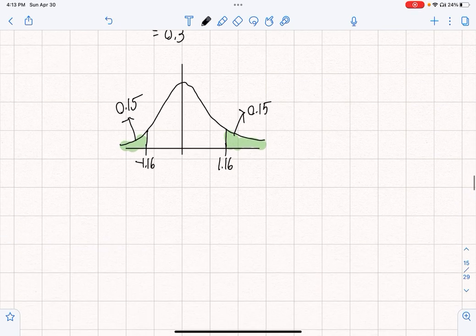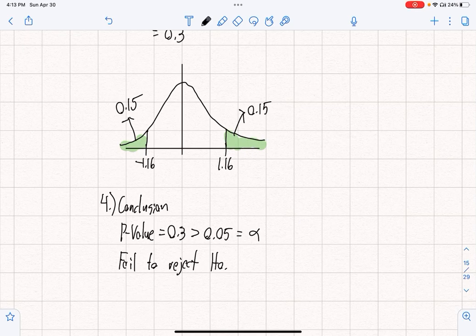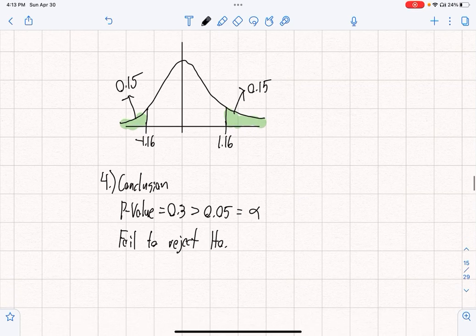Okay, let's form our conclusion. So our p-value was equal to 0.3, which is now bigger than our alpha of 0.05. Therefore, we fail to reject H naught. Right? We reject when p-value is less than alpha, but here p-value is greater than alpha.